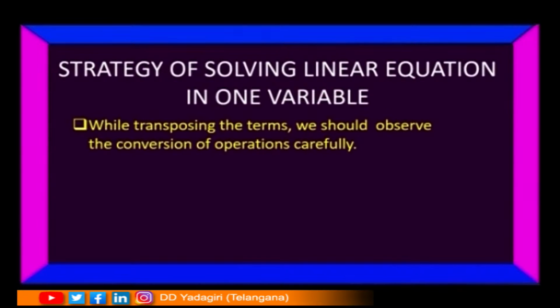You see one example here. Suppose x plus 7 is equal to 10. Here, which term do we have to transpose? The 7 has to be transposed to the right side because it is a known term.